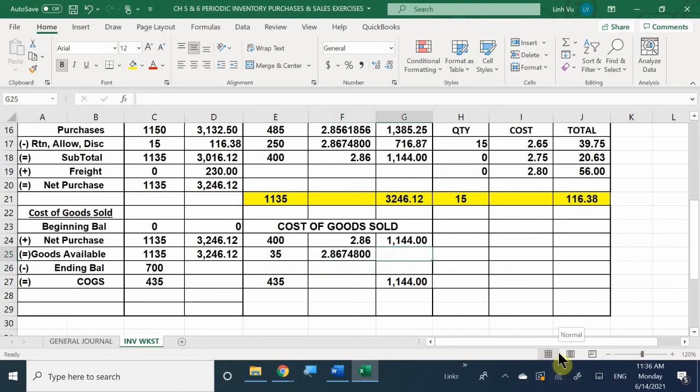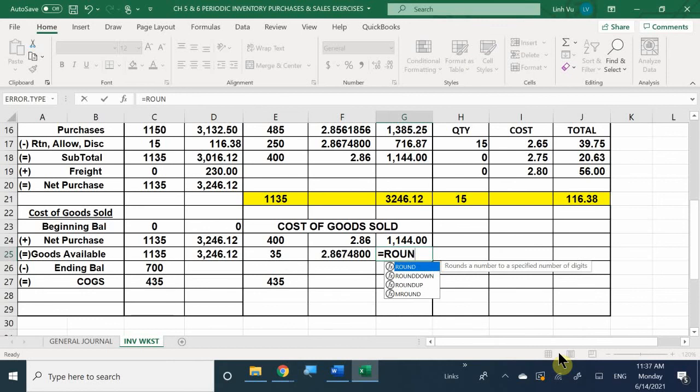Because the number is such a long number, I'm going to use my equal round formula to get the nearest penny, right? It's going to cost me $2.86748 for each item I sell in the 250 batch, right? So in this case, I'm going to calculate how much it's going to cost me to sell just 35 of them, all right?